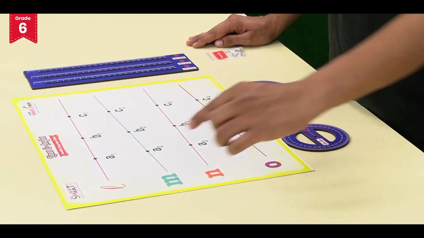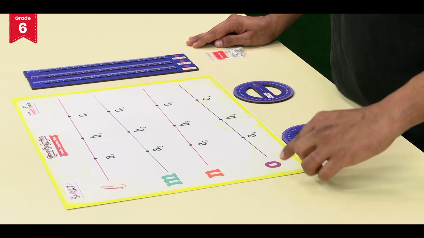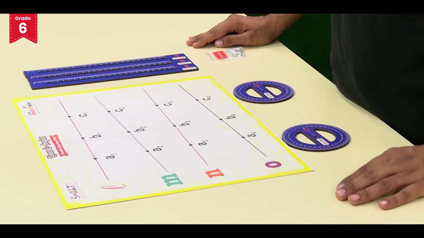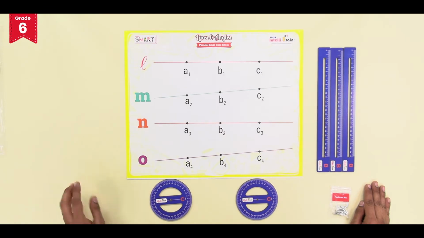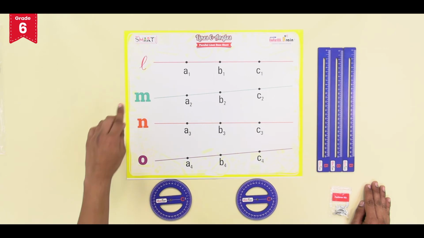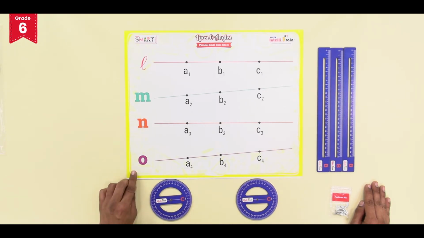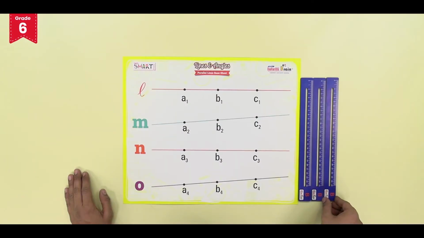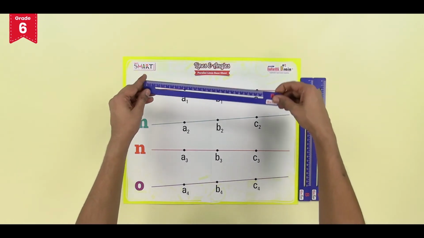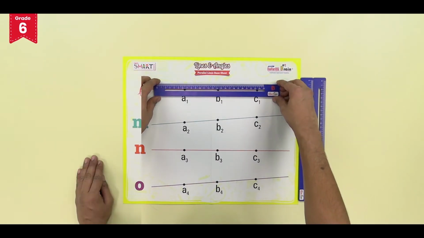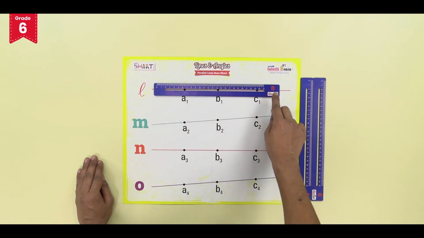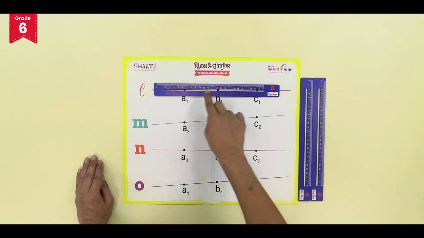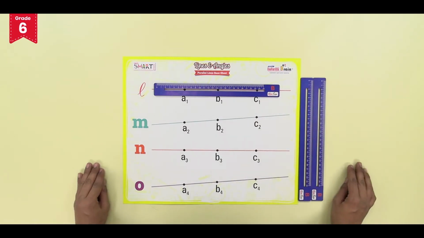There are 4 lines marked on the parallel lines base sheet. Line L is parallel to line N and line M is parallel to line O. Place one line scale over the line L such that the line L is visible from the slit of the line scale, referred to as the measuring tool B.